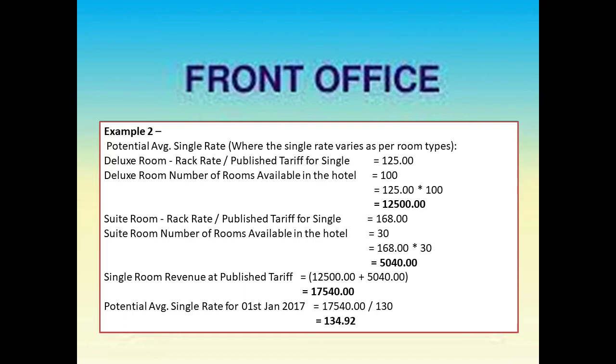Single room revenue at published tariff is equal to 12,500 plus 5,040, which is equal to 17,540. The potential average single rate for the 1st of January 2017 is equal to 17,540 divided by 130, which is equal to 134.92.